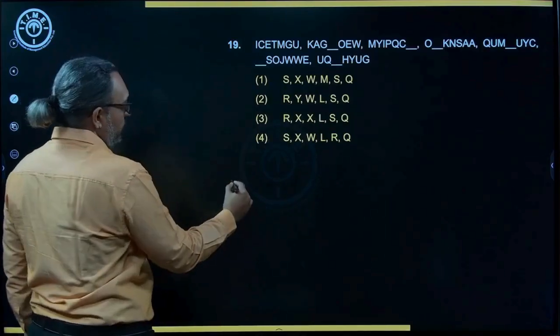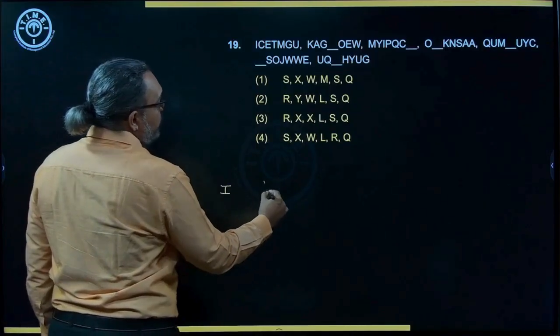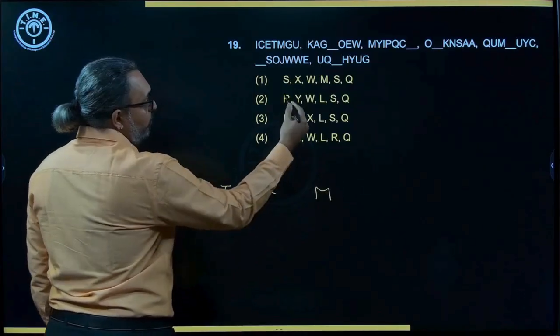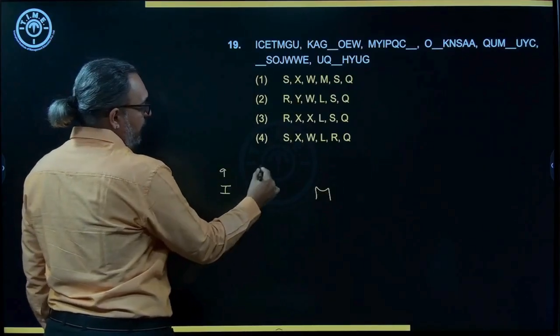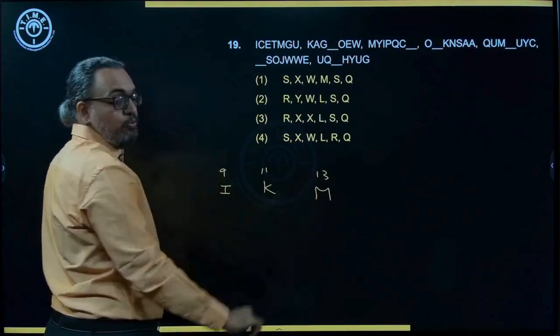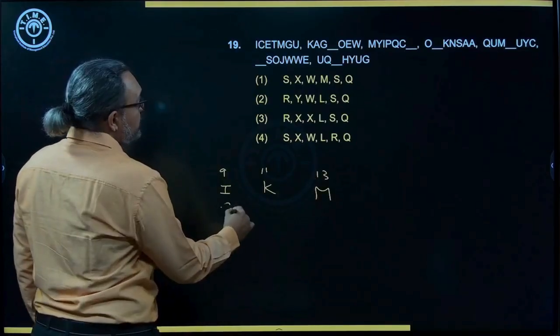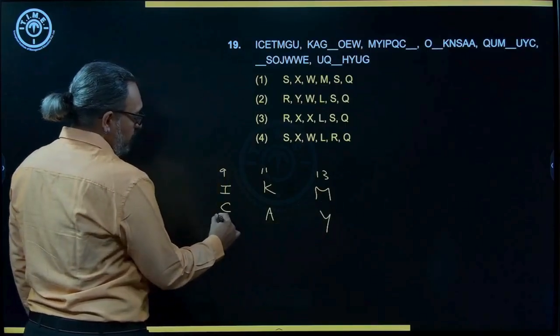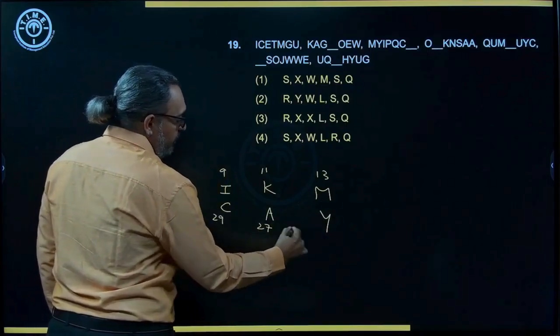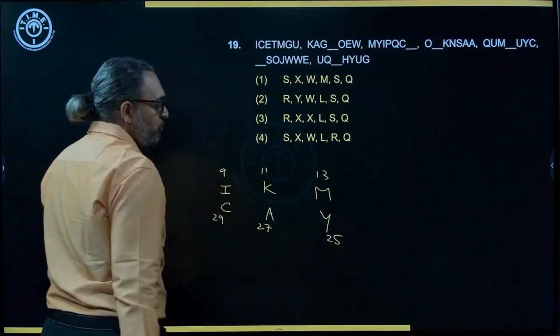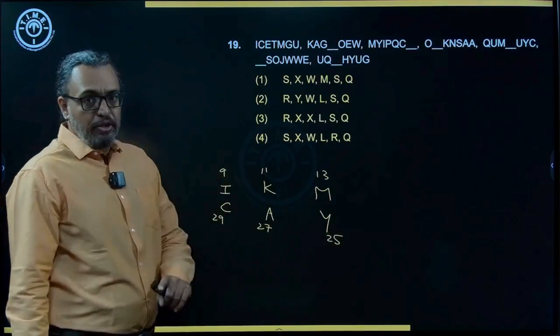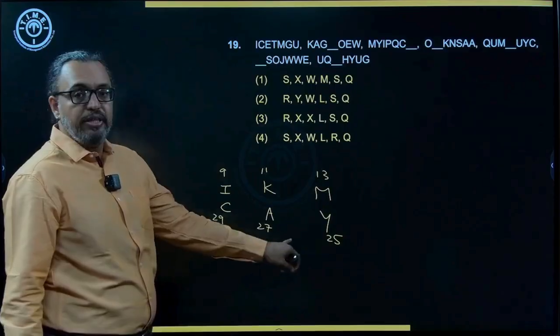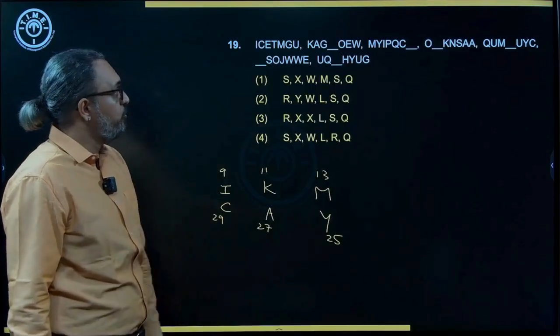So first one you check. We have I to K to M. I'm taking only the first alphabet. So we have 9, 11, 13. So plus 2, plus 2, plus 2. Then next C, A, then Y. So I can take 29, 27, 25. So this is minus 2, minus 2, minus 2. Are you following the point? 29th, 27th, 25th, minus 2, minus 2, minus 2.